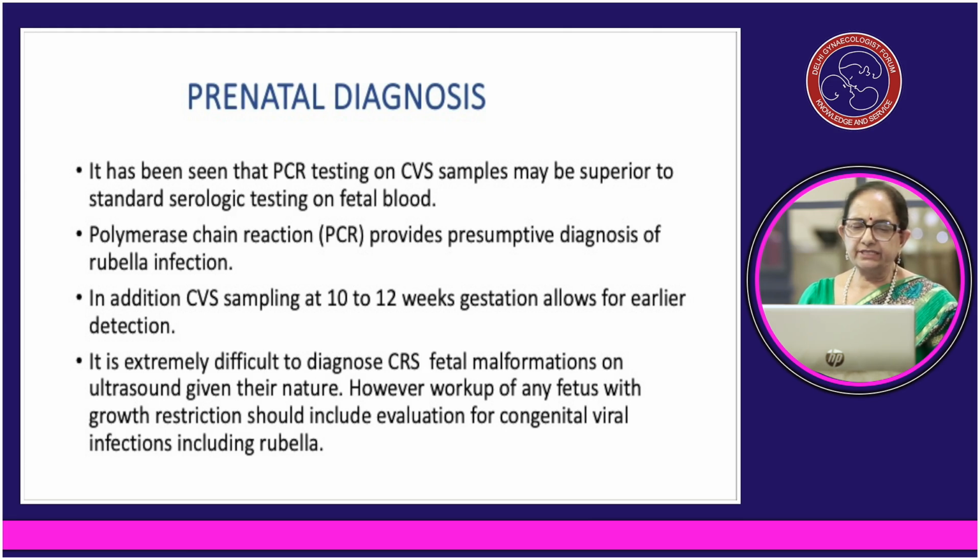Prenatal diagnosis: it has been seen that PCR testing on CVS samples may be superior to standard serological testing on fetal blood. Polymerase chain reaction provides presumptive diagnosis of rubella infection. In addition, CVS sampling at 10 to 12 weeks gestation allows for earlier detection, and a decision can be taken early if the fetus is affected for termination of pregnancy. It is extremely difficult to diagnose CRS fetal malformations on ultrasound given their nature. However, workup of any fetus with growth restriction should include evaluation for congenital viral infections including rubella.